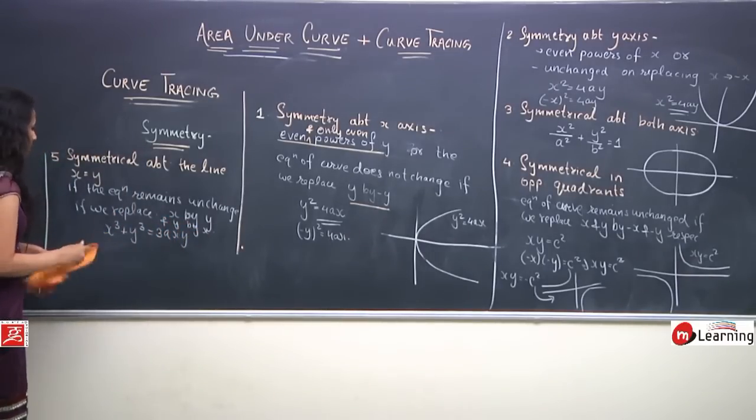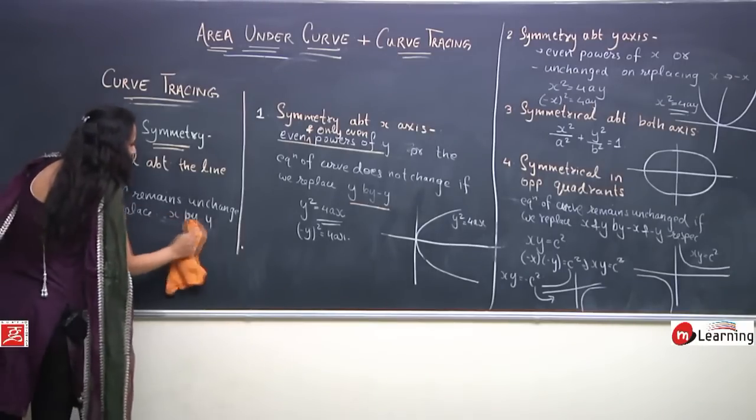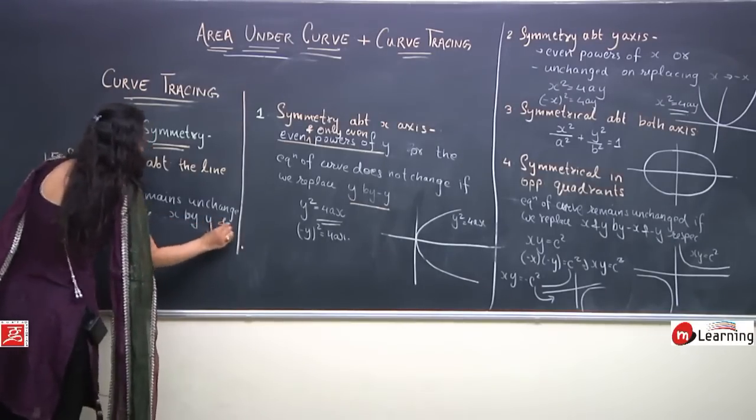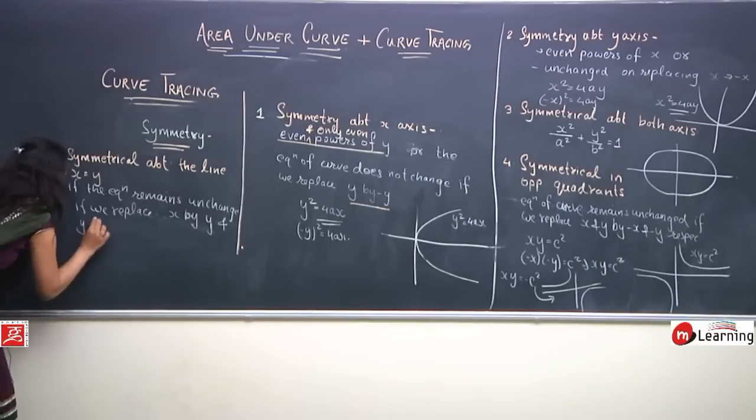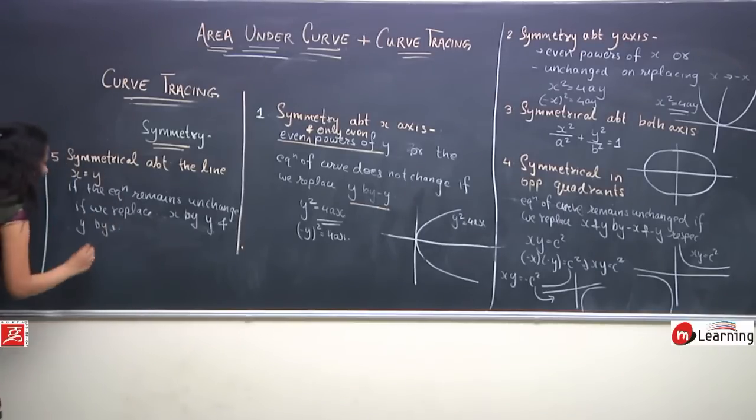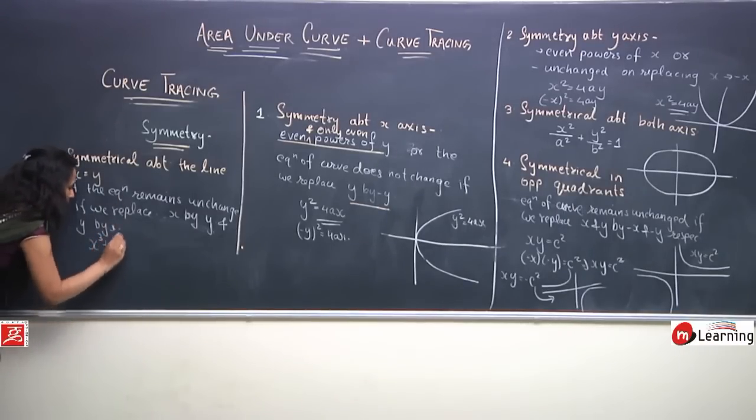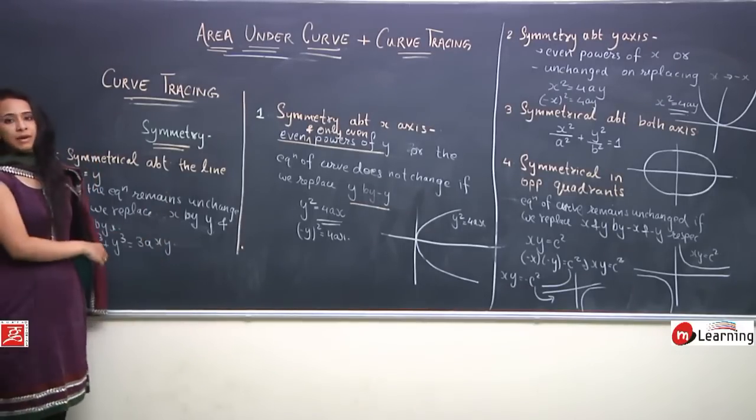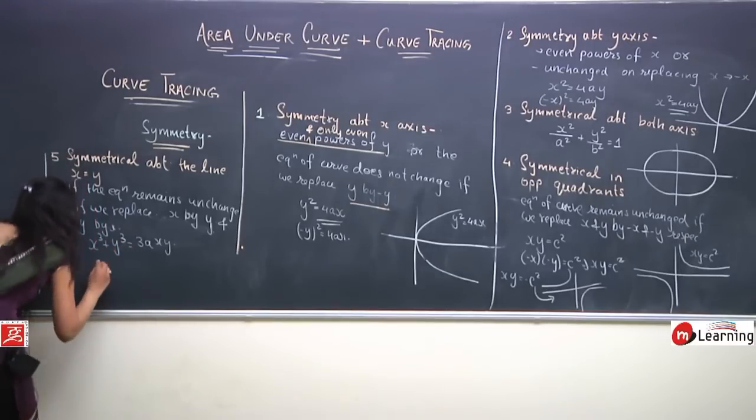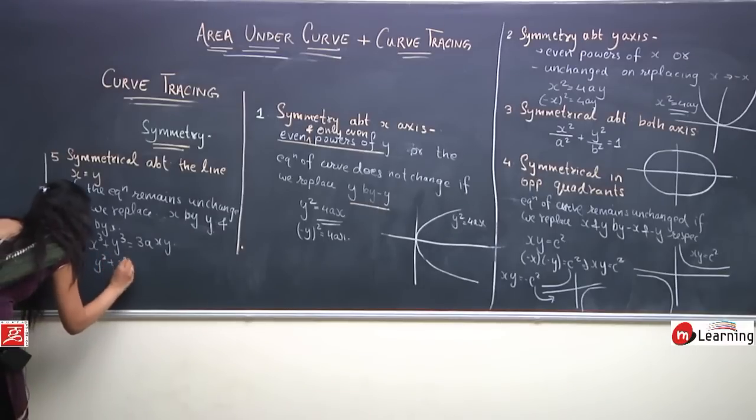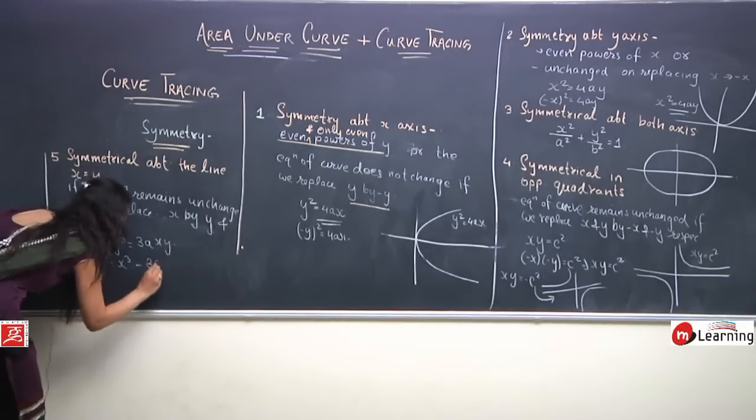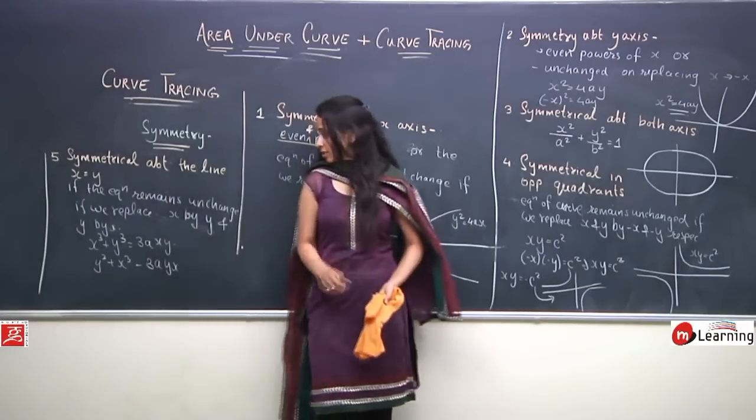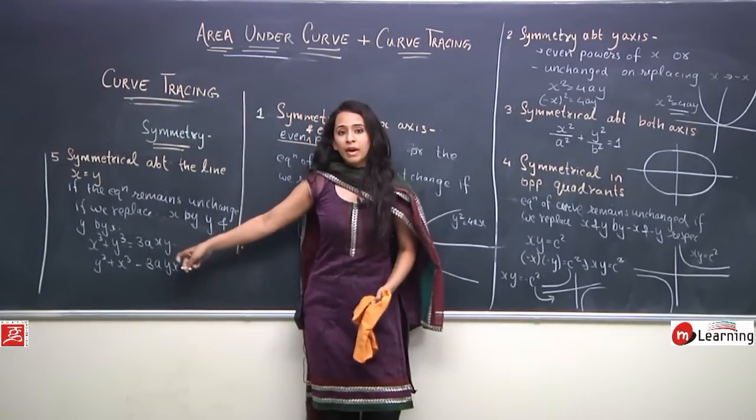Let me write the condition completely. If we replace x by y and y by x. Now, consider this example, x cube plus y cube equals 3axy. Replace x by y and y by x in this situation. We get y cube plus x cube equals 3ayx, which is the same as x cube plus y cube equals 3axy. So, this curve is symmetrical about the line y equals x.